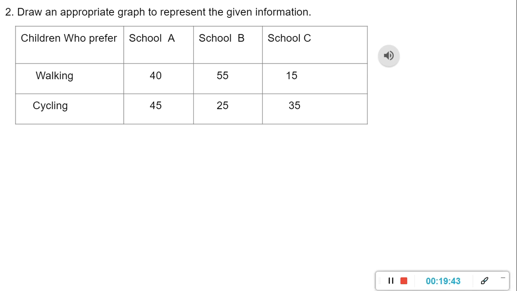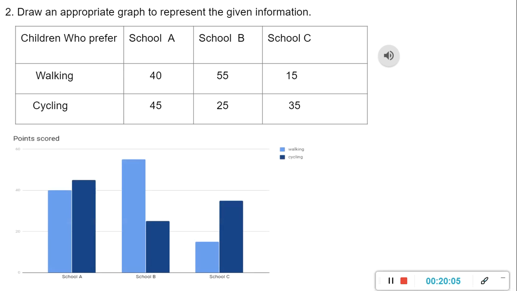Now try the second question. Children who prefer walking and cycling. Both are given. Three schools are given: School A, School B, and School C. And here it's a double bar graph, isn't it? Two data are given. We have to represent both the data in one graph. So it's a double bar graph.